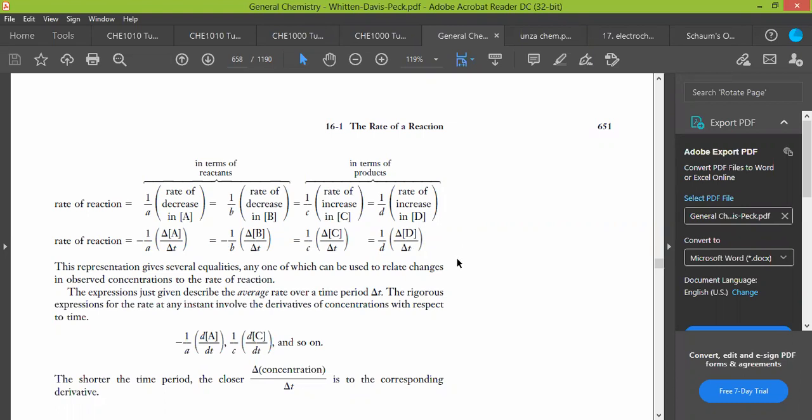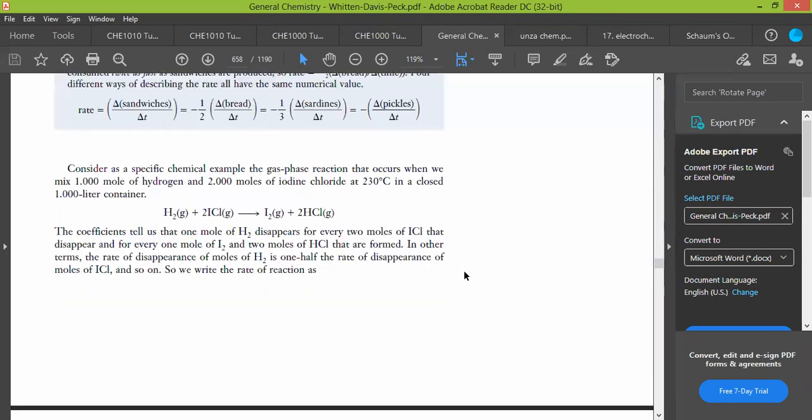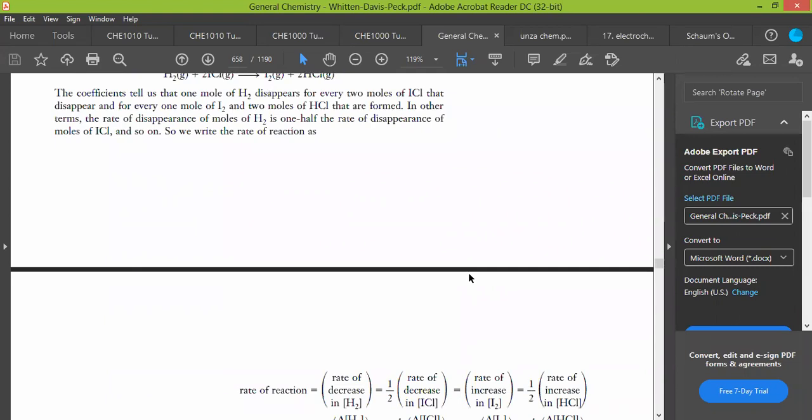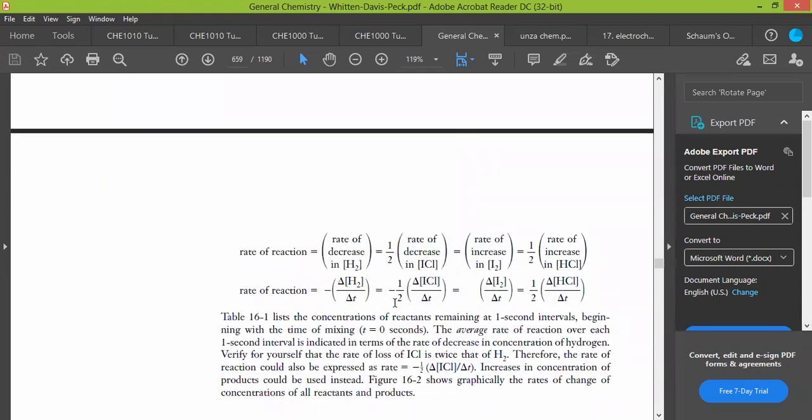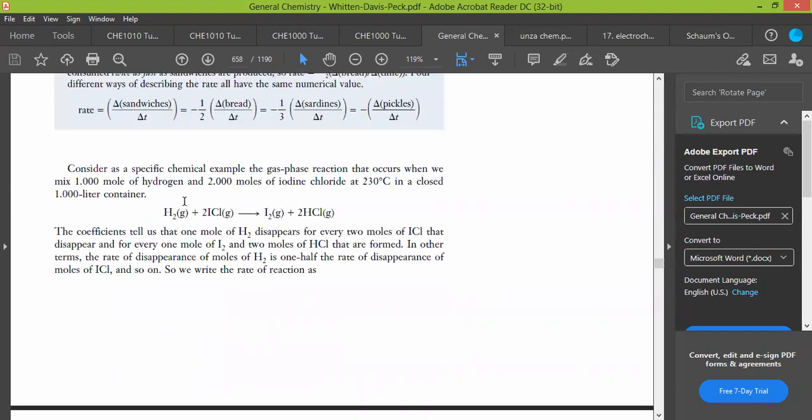And then from here, we go to, so that is an example, and probably they've solved it like that. They are saying, this is the reaction that you have. So consider a specific chemical example for gaseous phase reactions that occur when a mixture of 1 mole of hydrogen and 2 moles of iodine chloride at 230 degrees Celsius in a closed 1 liter vessel.